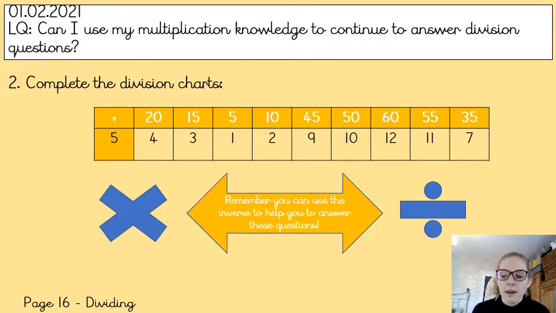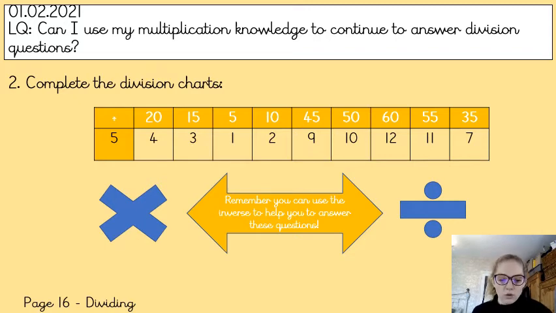So 20 divided by 5. 5, 10, 15, 20, 4. Okay, same again. 15 divided by 5. 5, 10, 15, 3. So how I did it is I counted up until I got to my multiple of 5. And then however many fingers I had up or I had counted on would be my answer. Now I use the inverse to help me answer these questions. So I counted up using multiples of 5 until I got to my answer. If that's something that's easier for you, then you do it that way.